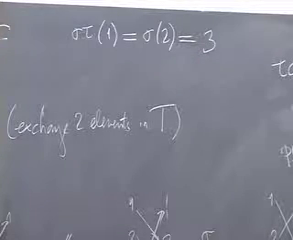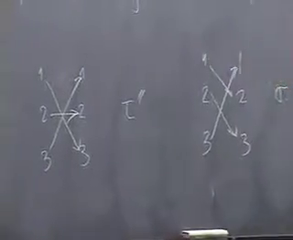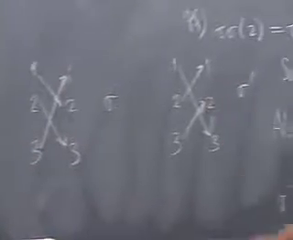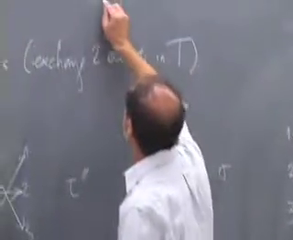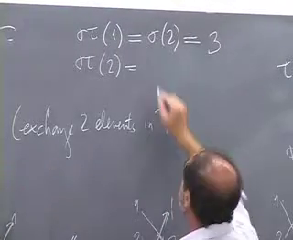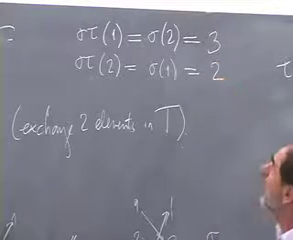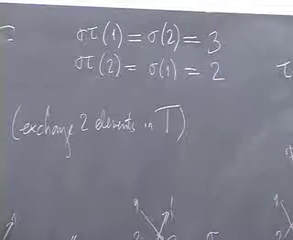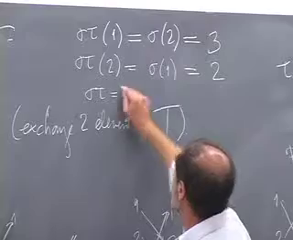Interesting. So there are 2 possibilities for it. It could be tau double prime, or it could be sigma prime. We're again down to 2 possibilities. Well, let's compute sigma tau of 2 just to kill the suspense of it all. Tau of 2 is 1, so this becomes sigma of 1. Sigma of 1 is 2. So it fixes 2, and therefore it's equal to tau double prime, right? So therefore sigma tau is equal to tau double prime.